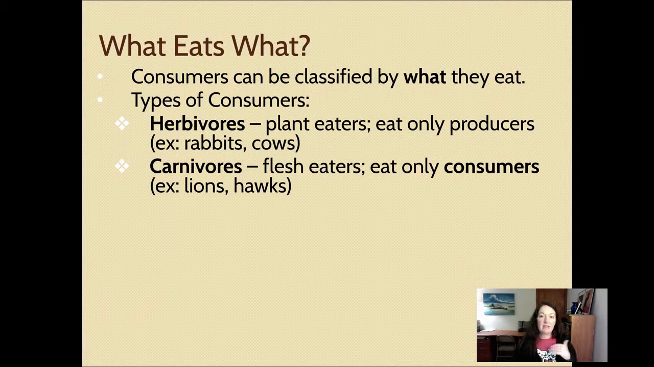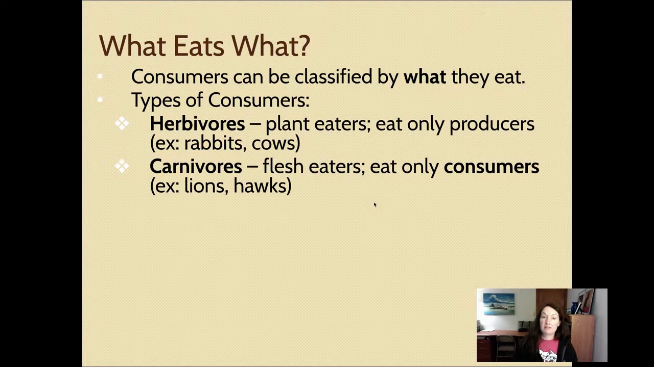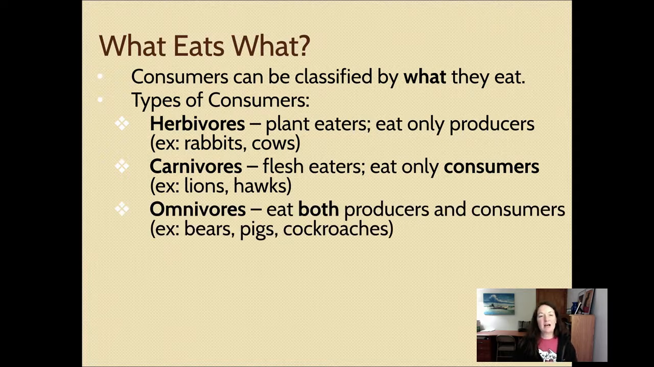Carnivores will then eat those consumers. So they eat the primary consumers or the herbivores. So carnivores eat only other consumers. Lions and hawks are a good example. And sometimes you hear them called apex predators because they are at the top of the food chain. So carnivores is another category.